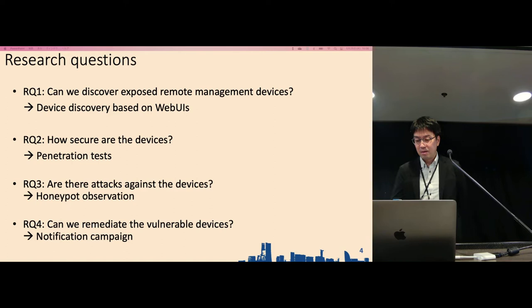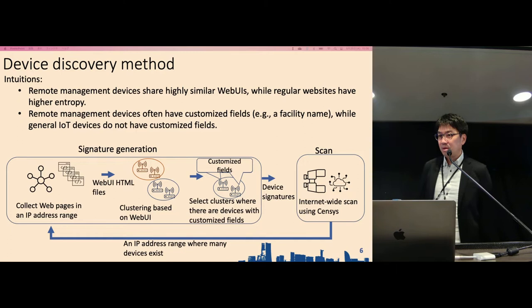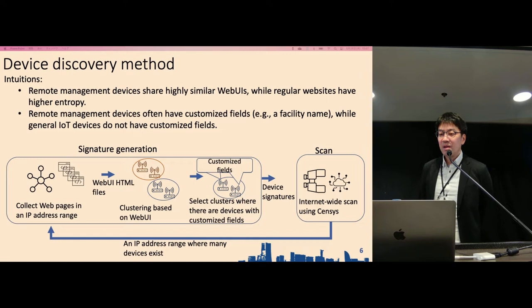So the first topic is device discovery and penetration tests. This slide shows our device discovery method. Our method comprises two steps. The first step is the signature generation step, and the second is the scan step. First, we collect web pages in an IP address range, for example, the IP address range of a mobile ISP. Then we perform clustering based on the web UI, because remote management devices share highly similar web UIs. In contrast, regular websites have a high entropy, so only web UIs of remote management devices form clusters.